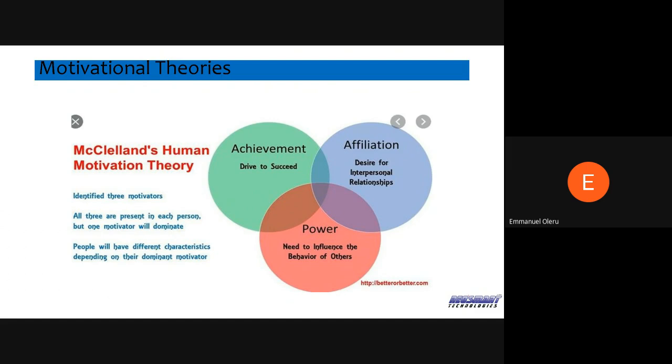That's what motivates them. We have affiliation, the desire for interpersonal relationships. Some people just want to be seen in the league of this club, this that. Then power, the need to be able to influence other people's behavior. That's another need, right? Now, depending on you, you can have one or even all three of them, but one is usually more conspicuous.